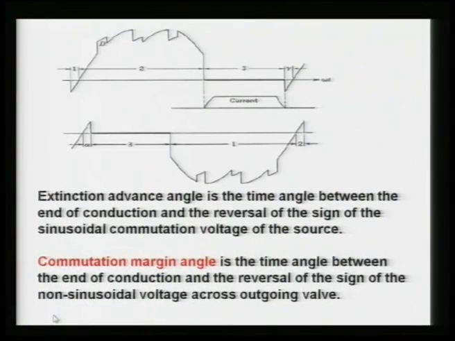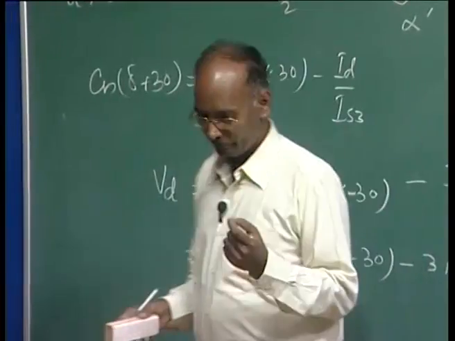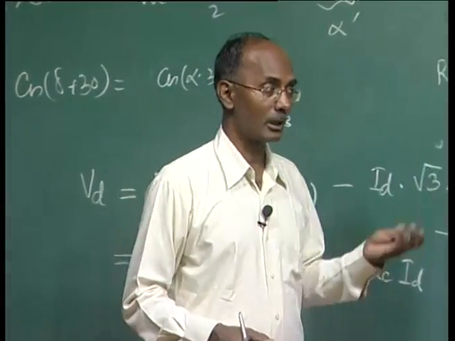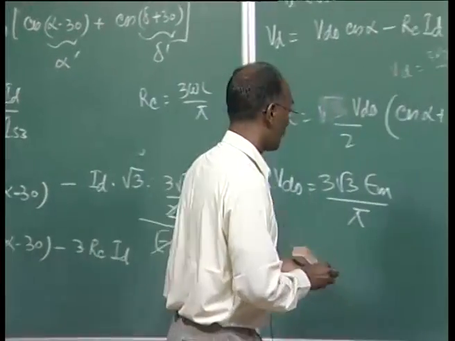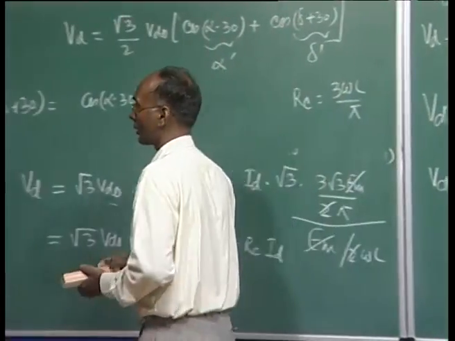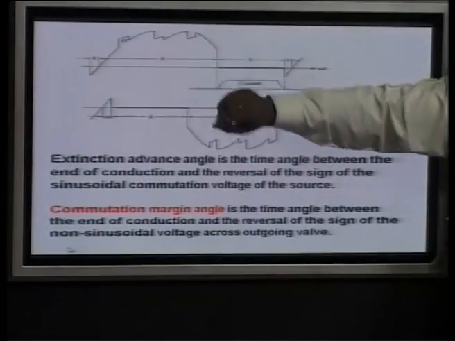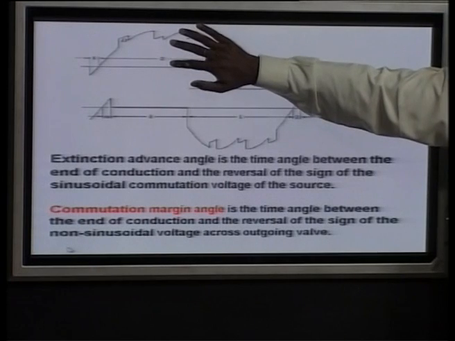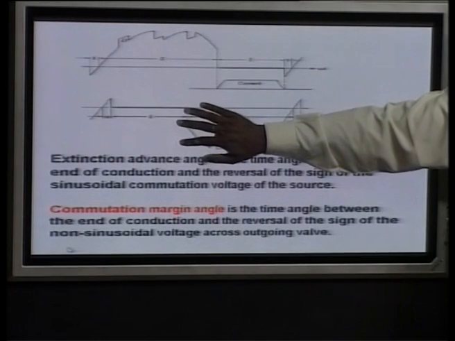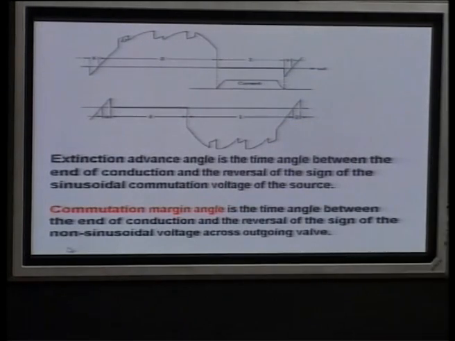Now let us go again to the 2-3 valve conduction mode. We will see the extinction angle which I defined as gamma, and now this gamma is very, very tricky here. You can see the valve voltages. This is the case of your inverter, this is the case of rectification, and this is the case when u is less than 60 degree.